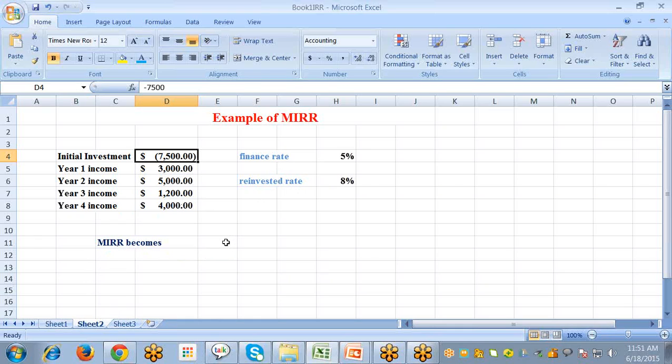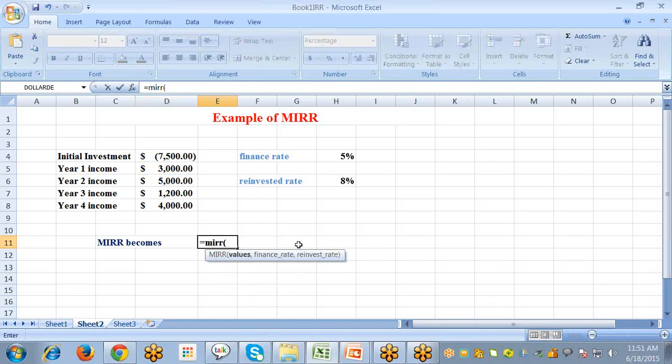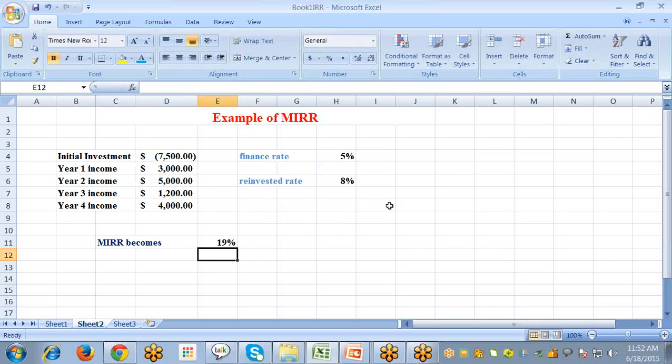So MIRR is calculated as follows: select the cell, type an equal sign, select the function, and pass the values including the initial investment to the end year, from D4 to D8. Then the finance rate here is 5% and the reinvestment rate is 8%. Then close the parenthesis. If all values are correct, then MIRR will calculate it. So this is how MIRR works.